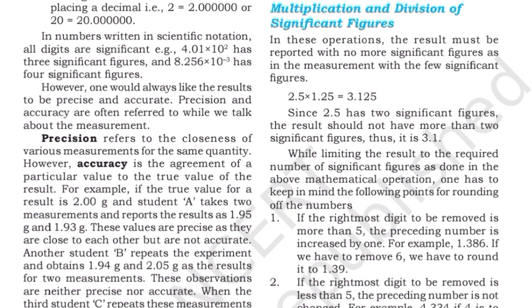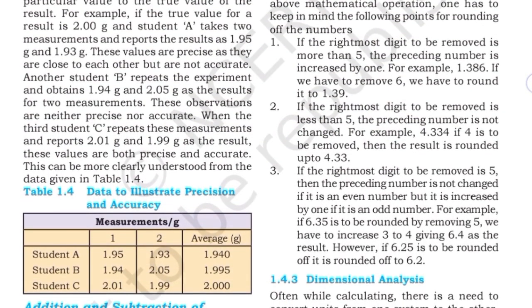While limiting the result to the required number of significant figures as done in the above mathematical operation, one has to keep in mind the following points for rounding of the numbers. If the rightmost digit to be removed is more than 5, the preceding number is increased by 1. For example, 1.386. If we have to remove 6, we have to round it off to 1.39. If the rightmost digit to be removed is less than 5, the preceding number is not changed. For example, 4.334. If 4 is to be removed, then the result is rounded off to 4.33.